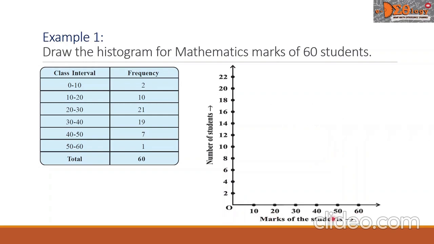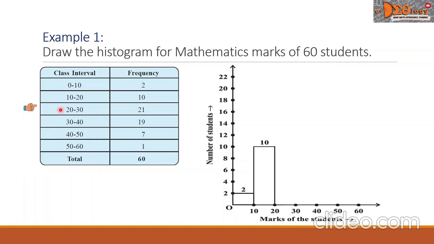Now, let us start drawing the histogram, starting with the first class interval. Let us write the box for this first interval. From 0 to 10, the frequency is 2. This is the box. Second class interval. From 10 to 20, the frequency is 10. This is our box.